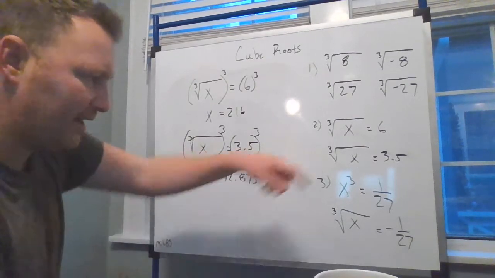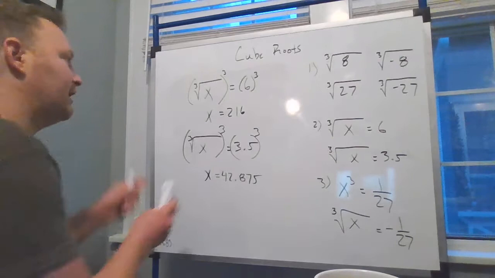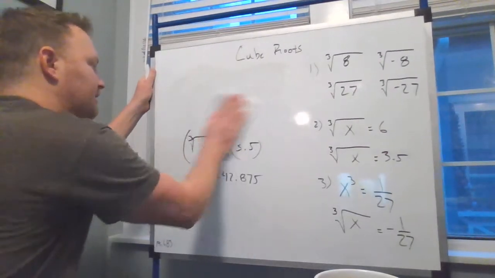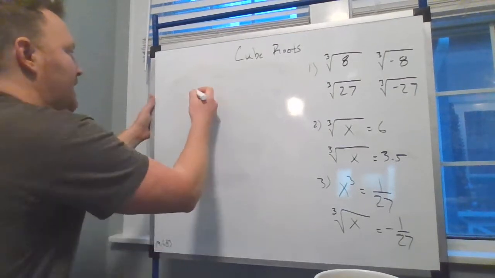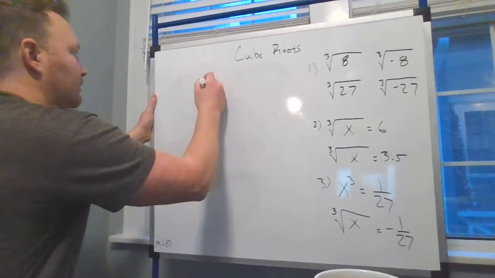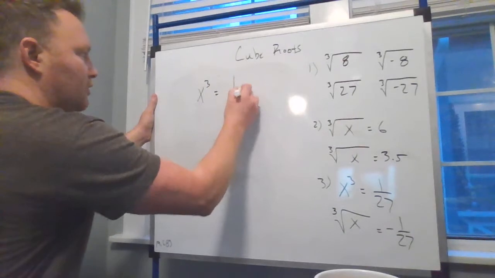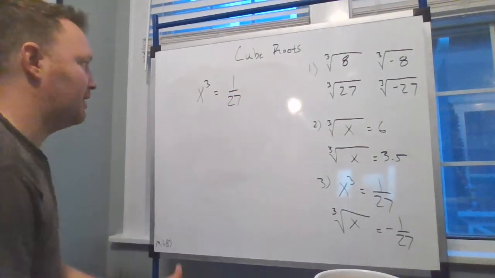There's that. Now we got fractions, and I know how much y'all love fractions. So let's get into this. So I got x to the third power equals 1 over 27.